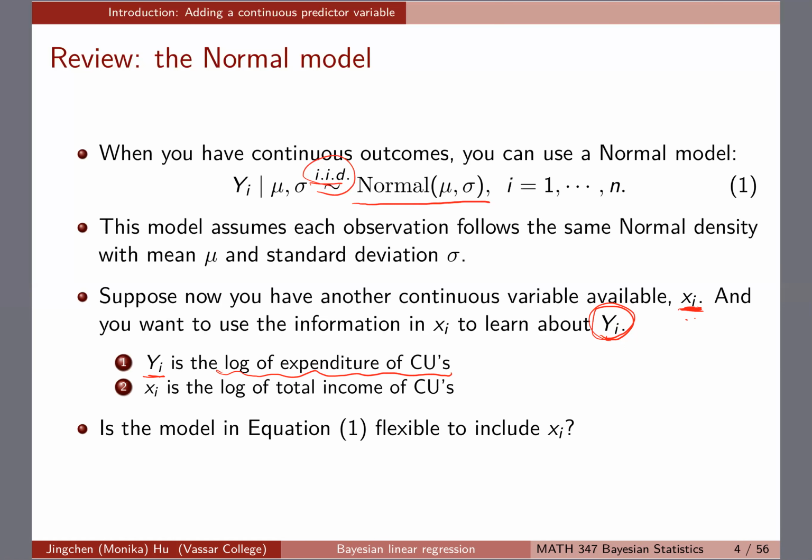Okay, so I know many of you already have exposure to linear regression in one way or another in other courses, but I do want you to talk with your neighbors about your understanding or approaches. In particular, how can we update or change our model in equation 1 to include the extra information about the CU? The outcome is learning about the log expenditure. In addition, we also know the consumer unit's log of total income, so we're trying to figure out if that can help us learn better about the log expenditure.